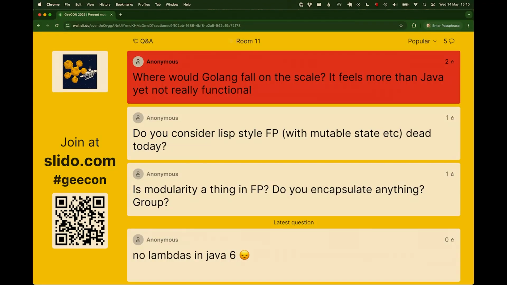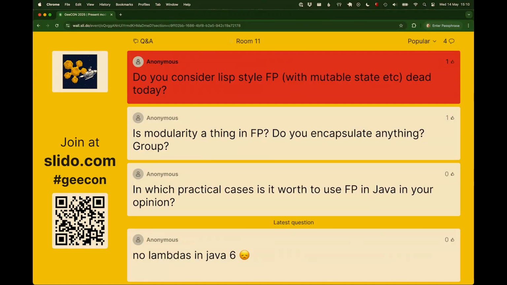Do you consider Lisp style FP with mutable state dead today? Well, I'm not sure if Lisp is dead. People are using Lisp. Maybe it never went mainstream, right? I think we have to consider it FP because it's kind of the first FP language out there, even if only because you can represent functions as data. In Lisp everything is data, right? So maybe it wouldn't score highly on mutability, but in the other areas it's probably very FP.